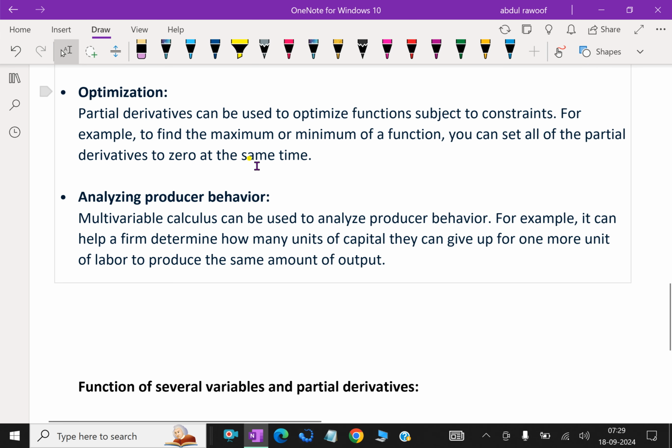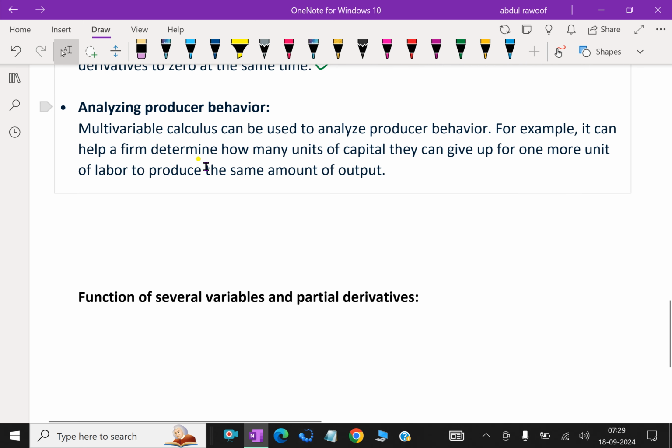Optimization. Partial derivatives can be used to optimize functions subject to constraints. For example, to find the maximum or minimum of a function, you can set all of the partial derivatives to 0 at the same time. Analyzing producer behavior. Multivariable calculus can be used to analyze producers' behavior. For example, it can help a firm determine how many units of capital they can give up for one more unit of labor to produce the same amount of output.